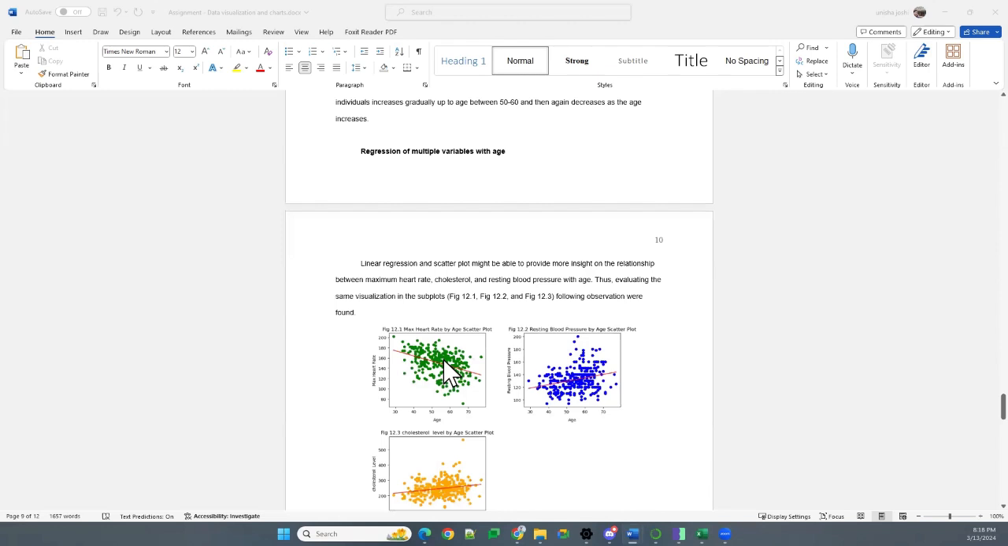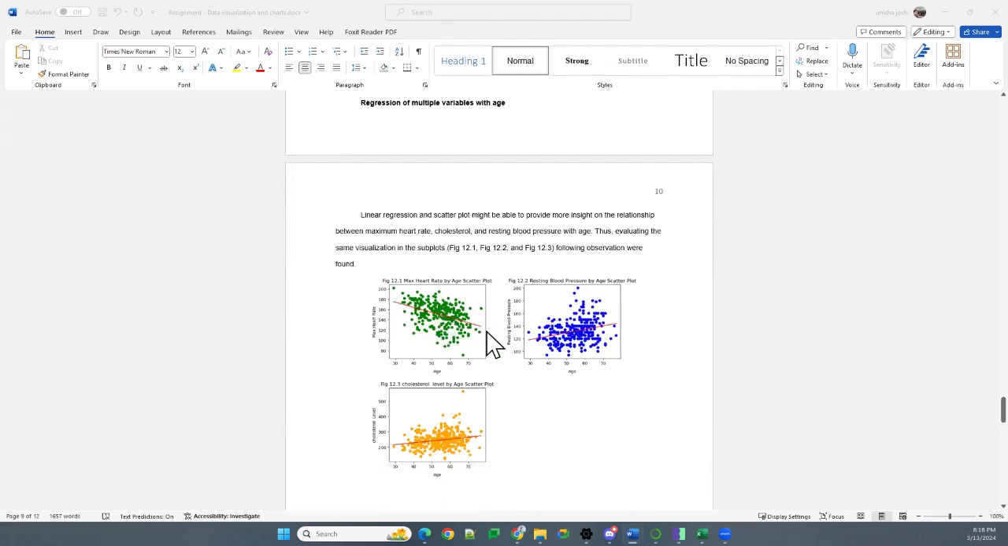If you see age and maximum heart rate, they are inversely proportional, as the regression line has a negative slope. That means as the age increases, maximum heart rate decreases, but the slope is very low, so the relationship is a moderate one. For resting blood pressure and age, the slope is positive, so with age resting blood pressure will increase, but again the slope is small, so it won't affect it that much.